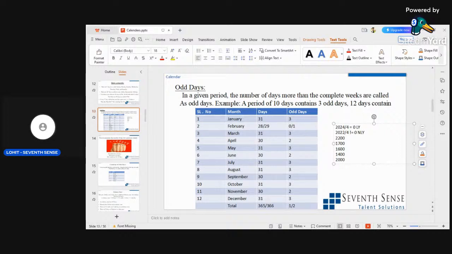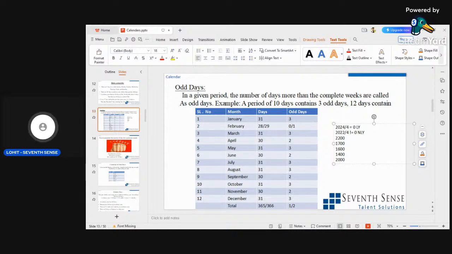So in the first question I asked, is 2024 a leap year or not? Yes, it is a leap year because the remainder is 0. In the second question I asked whether 2022 is a leap year or not. The answer is no, because it is not divisible by 4. The remainder will be 2 there. For that reason it is not a leap year, right?